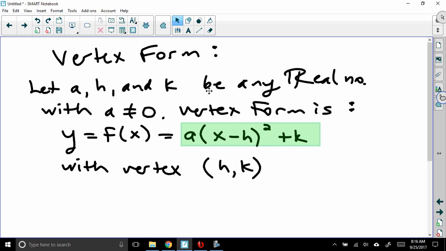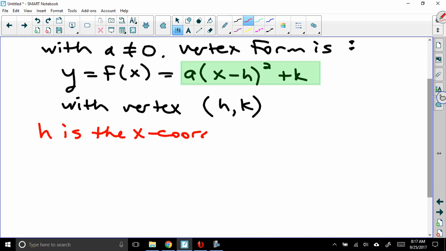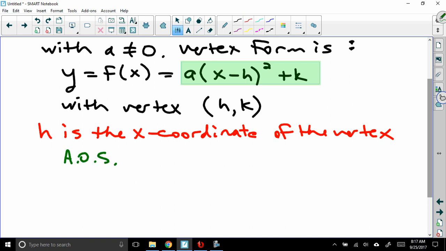Okay. So to be real clear, on Wednesday's quiz, I'm going to ask you to discuss the variables a, h, and k. So to be as clear as I can be, h is the x-coordinate of the vertex. H is kind of related to the axis of symmetry because the axis of symmetry will always be x equals h. The equation of the axis of symmetry is always going to be x equals h.